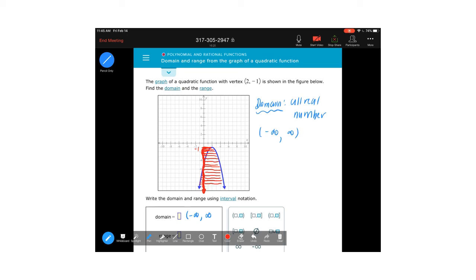So the way that we represent below is we're saying it's below -1. That means it's negative. So we represent that range from minus infinity, which is below -1, all the way up to -1. And then we have to ask ourselves, does that -1 have a parenthesis or a bracket? Well, since (2, -1) is on the graph, that's the vertex, that means it's included. Included means it's going to be a bracket. So the range is going to be all values from minus infinity to -1.